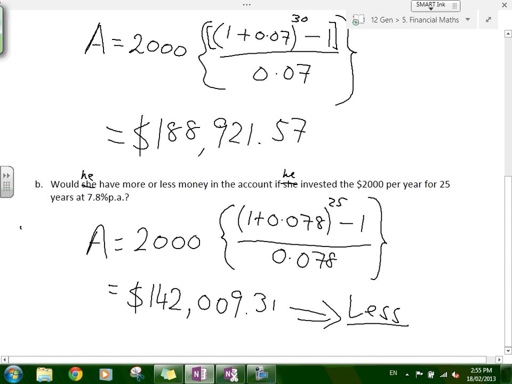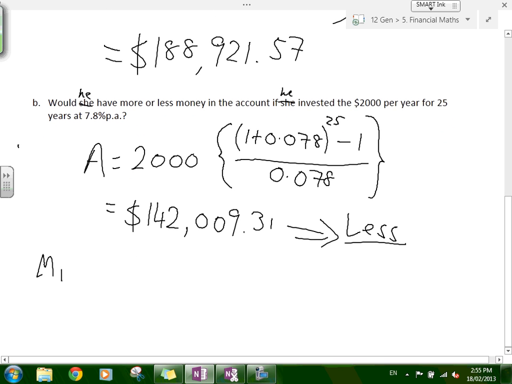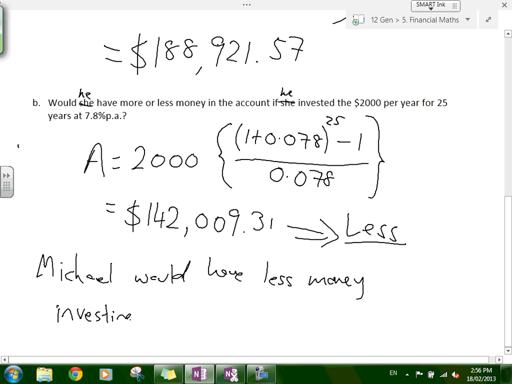All right, so you actually have to answer the question, not just do the working out. That's not enough. You haven't actually answered the question. You then have to make a sentence saying, Michael would have less money investing this way. Okay? So that's two examples. That's basically it.